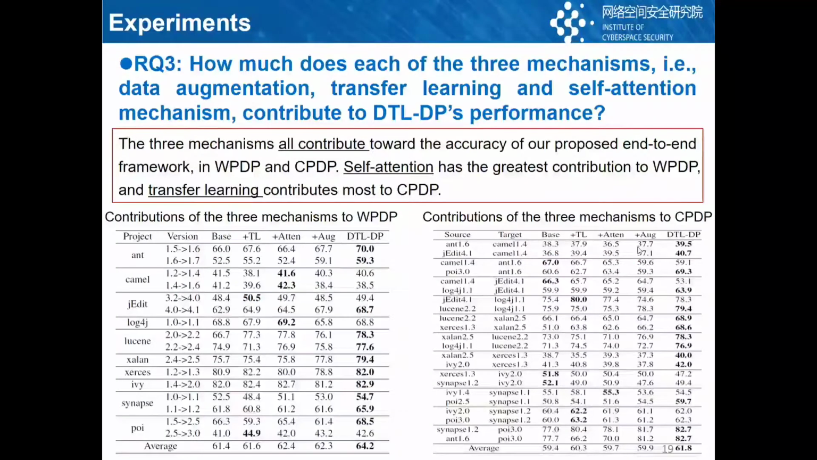And the third research question is, how much does each of the three mechanisms, namely data augmentation, transfer learning, and self-attention mechanism, contribute to the performance? The three mechanisms all contribute a lot toward the accuracy of our proposed end-to-end framework, both in WPDP and CPDP. Specifically, self-attention has the greatest contribution to WPDP, and transfer learning contributes the most to CPDP.